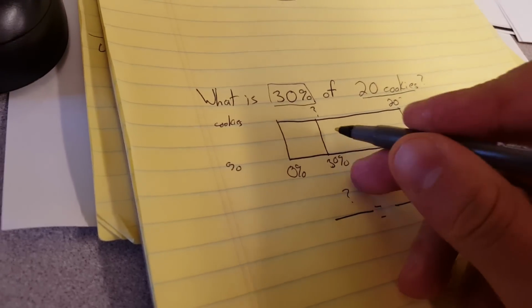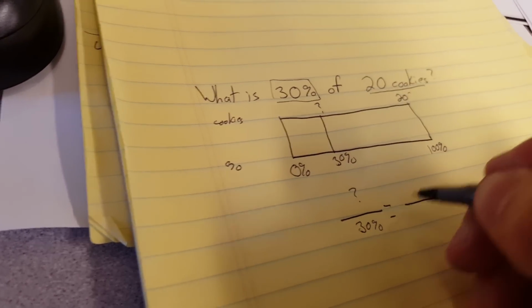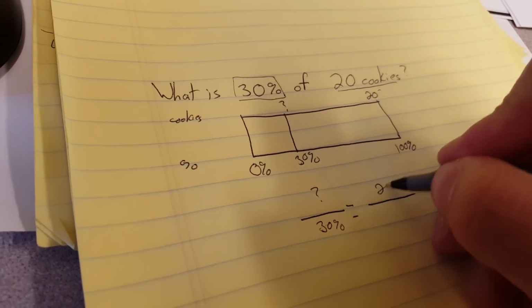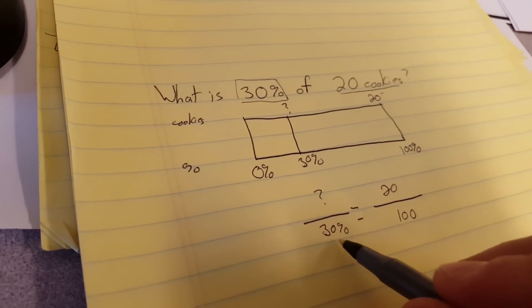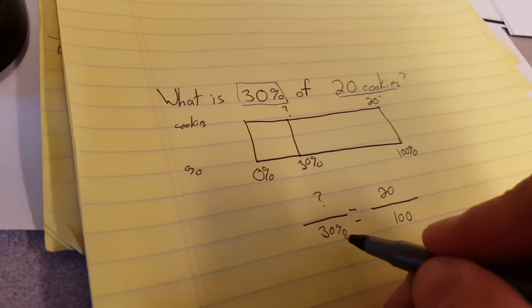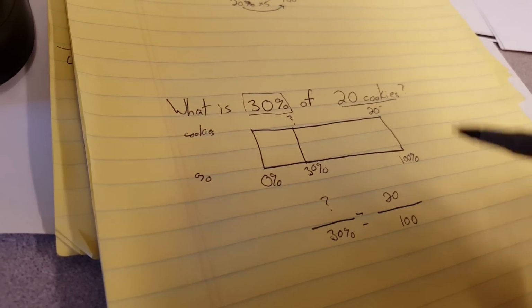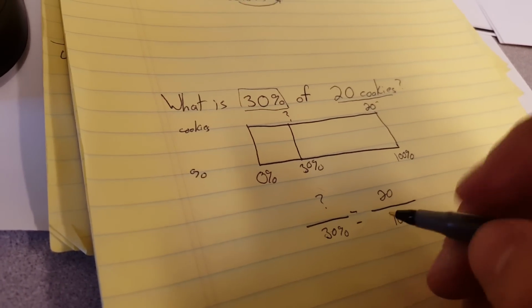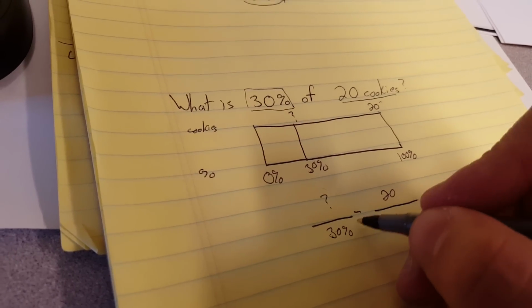Okay, question mark over 30% equals 20 over 100. So now we look, can 30 go into 100 evenly? Well, no, it doesn't. That would take a little bit of work. So we check our second method to find an equivalent fraction. Scale factor is one method, and we could also try cross multiplying.